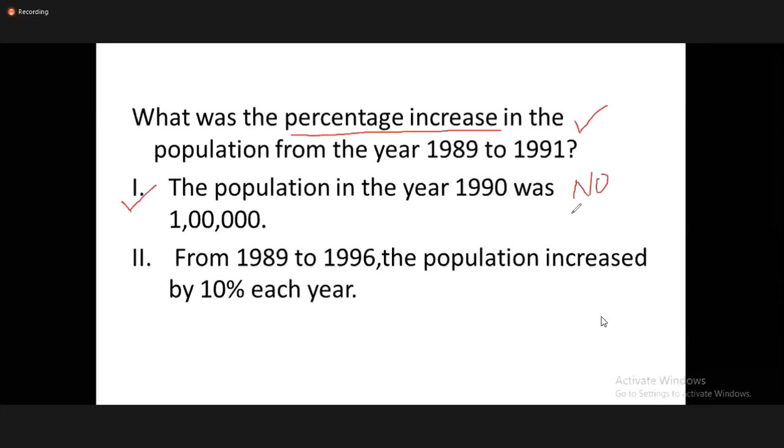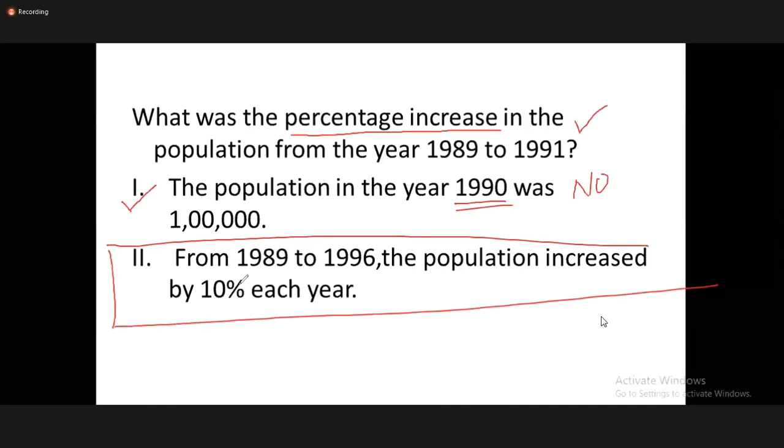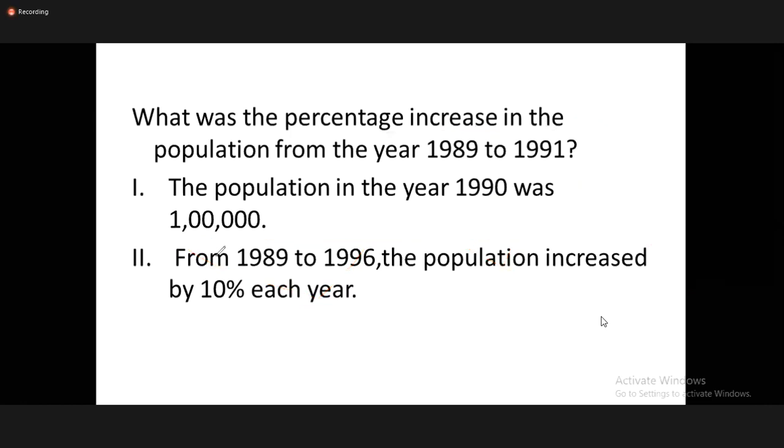No, you can't answer. Always remember, whenever you are doing data sufficiency, when you are reading the first statement, think that you don't have the second one. Whether you can answer with this alone or not is what is important. Are you able to answer the question? No. When it is no, then go for statement 2: from 1989 to 1990, population is increased by 10% each year.